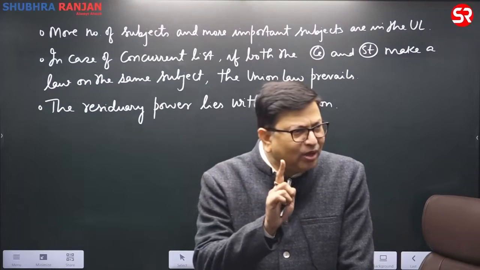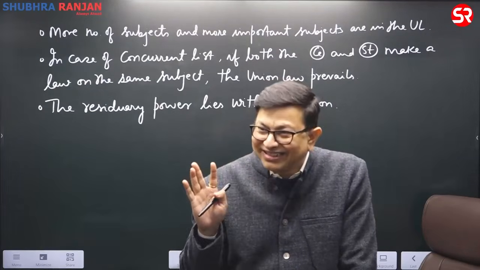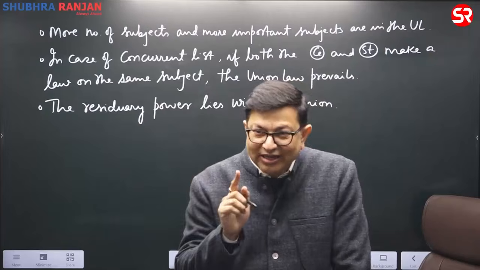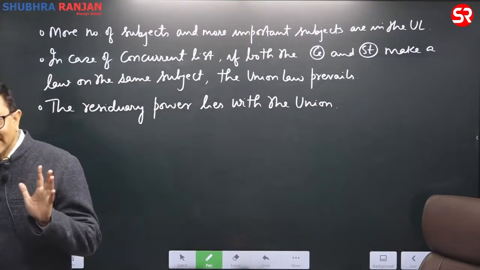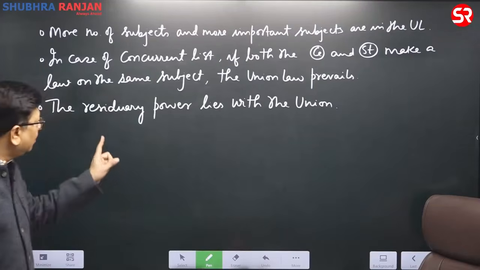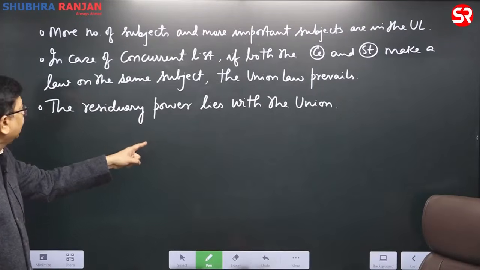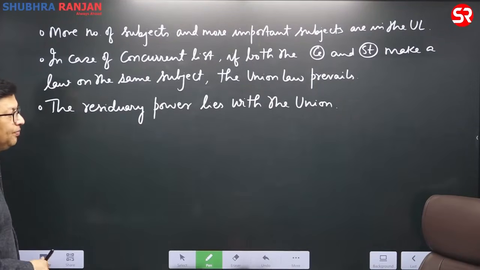There is no need to mug up the articles as such. Right? Indian polity is more than the articles. Even if you do not remember the articles as such, it hardly matters. So the residuary power lies with the union. Fourth point you can write.